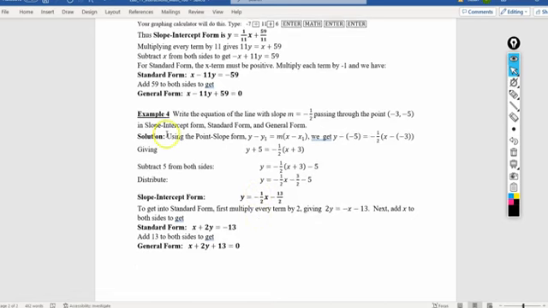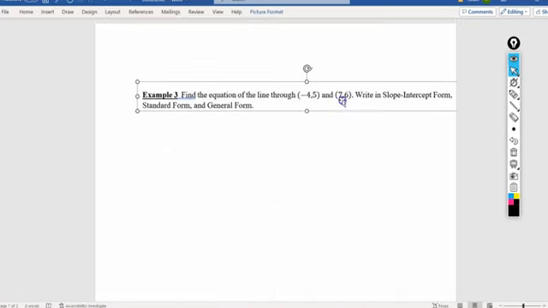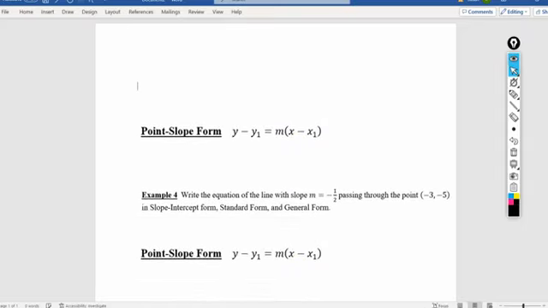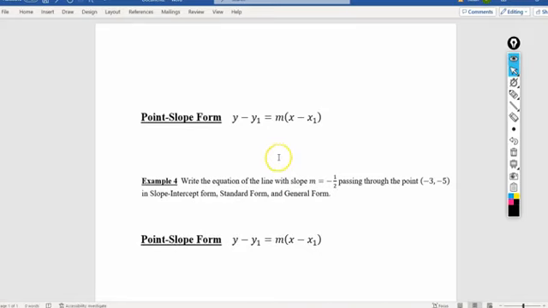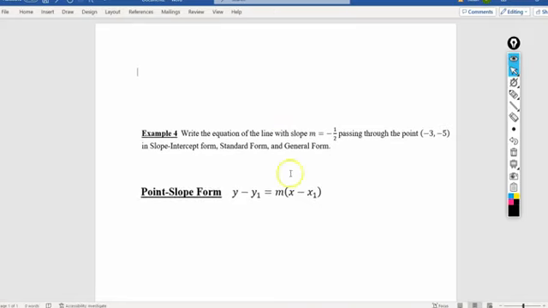Okay, so again, let's do the same thing just with something new. So let me get rid of this. Again, I'm going to use point slope form in this example.